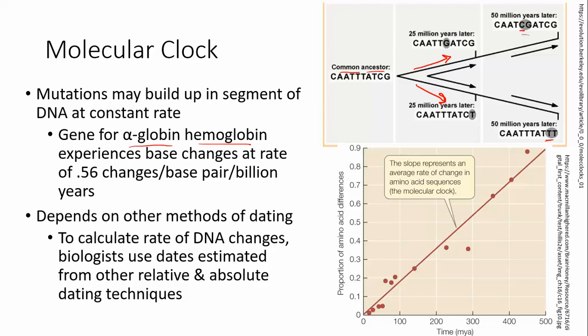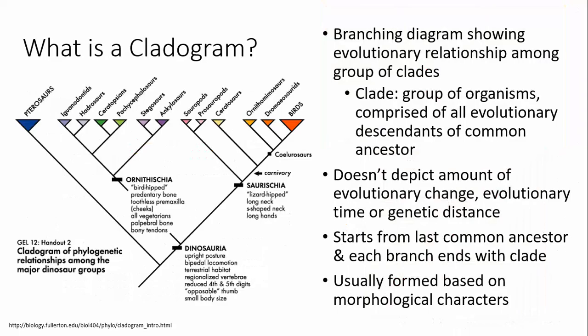So here on the bottom we have, looking at a particular protein, the proportion of amino acid differences. So basically the higher this number goes, the more amino acids are different in a particular sequence. And as time passes, you start to see this very strong linear pattern of an increase in the number of mutations as millions of years pass. And that's the molecular clock that you can use for phylogenetic analysis.